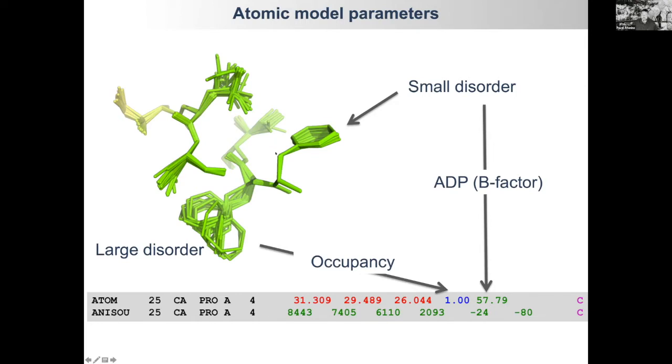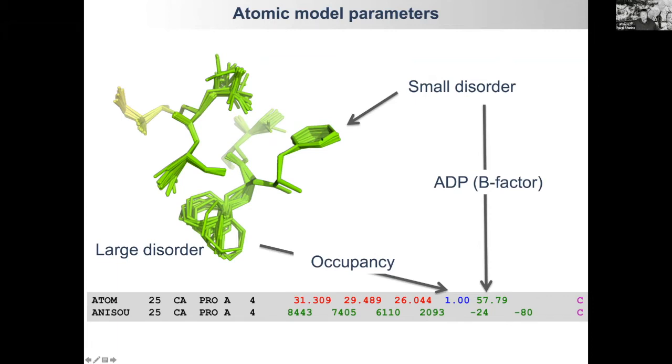For the small disorder, something like this, where you see the side chain is blurred. There's no one distinct position for a particular atom of it. We use the B factor to describe the situation.